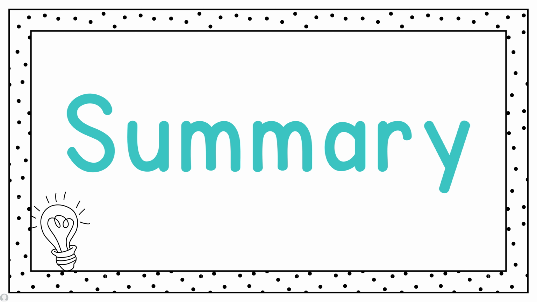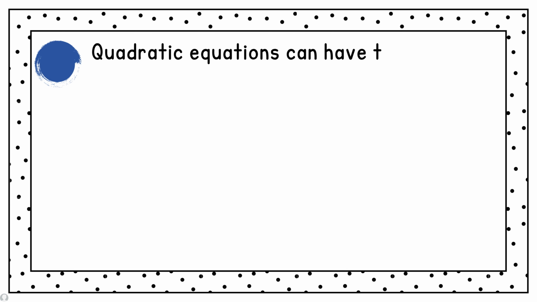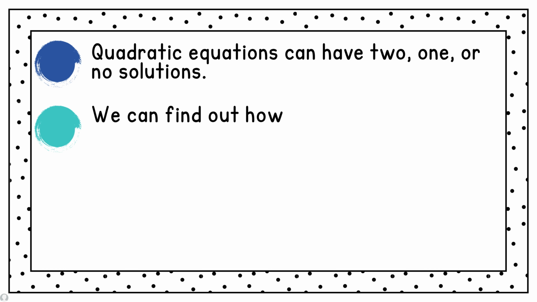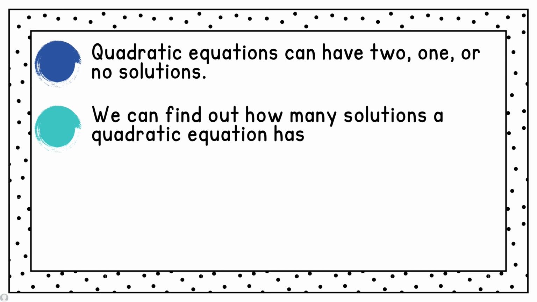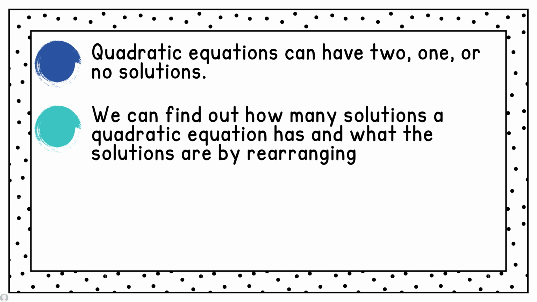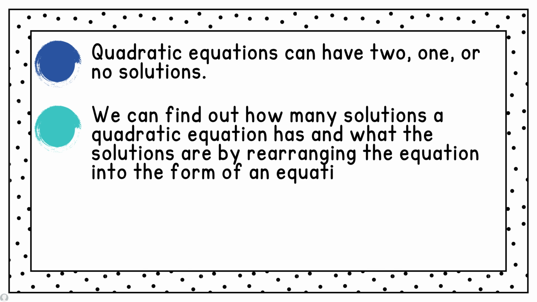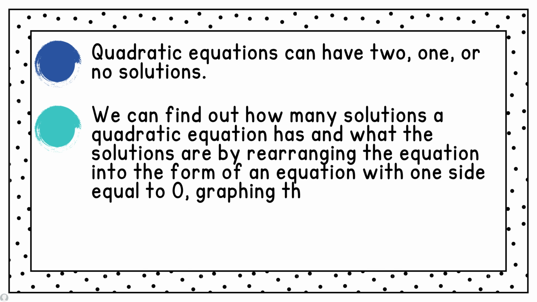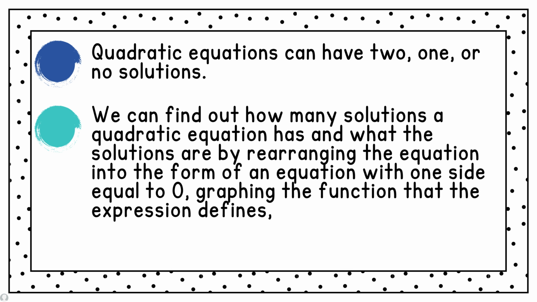Now let's summarize what we've learned. Quadratic equations can have two, one, or no solutions. We can find out how many solutions a quadratic equation has and what the solutions are by rearranging the equation into the form of an equation with one side equal to 0, and then graphing the function that the expression defines and determining its zeros.